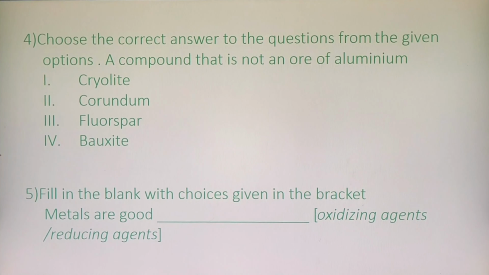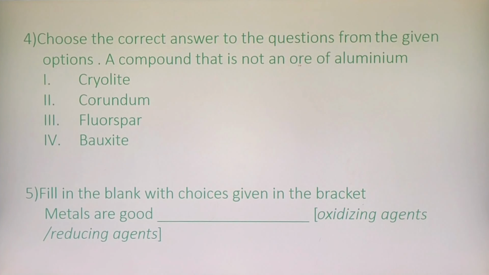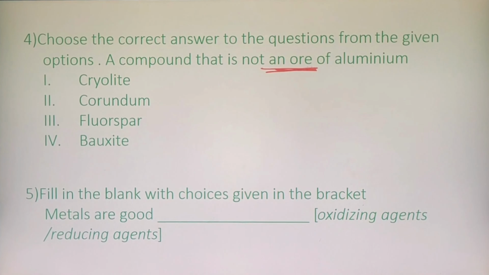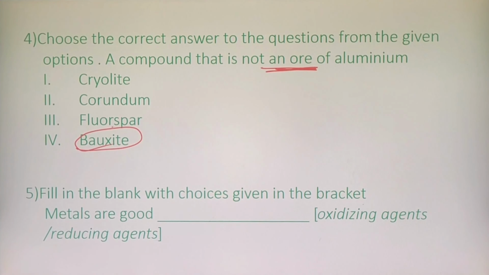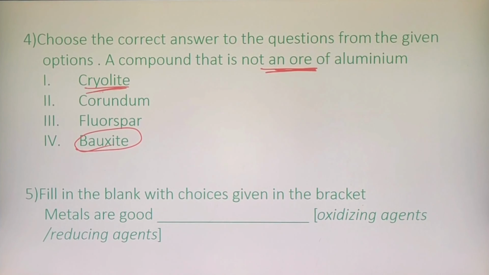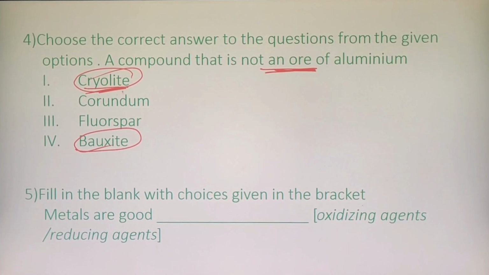Choose the correct answer. This is a multiple choice question. A compound which is not an ore of aluminium. So we know the major ore of aluminium is bauxite, which is Al2O3.2H2O. Then we have cryolite. Cryolite is also an ore of aluminium. What is the formula?